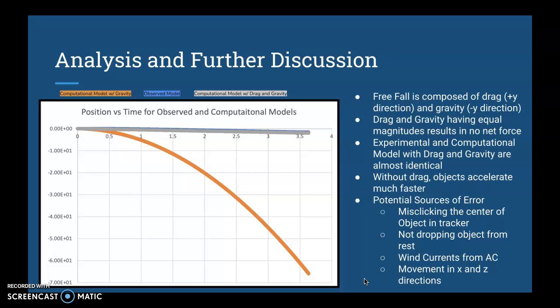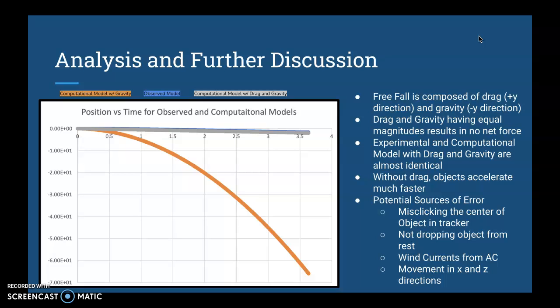The experimental and computational model with drag and gravity are almost identical as seen by the overlap here. This shows how in real life, the gravity and drag both have an effect on an object. Without drag, it can be seen that objects accelerate much faster.